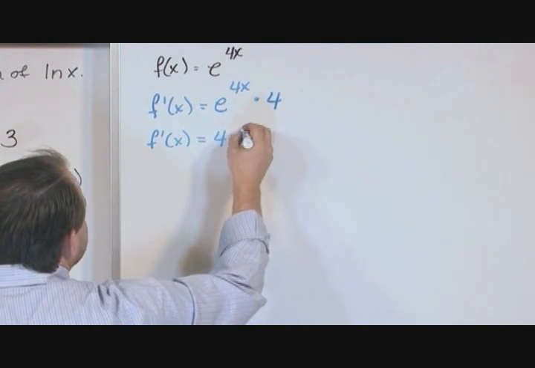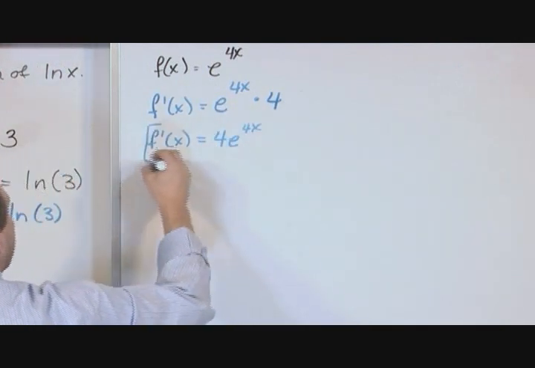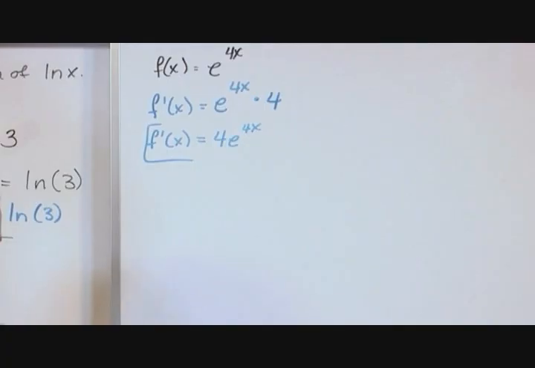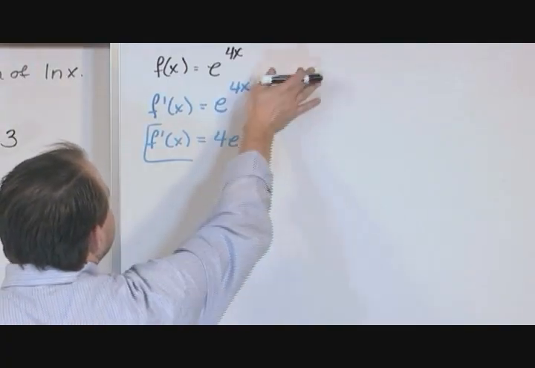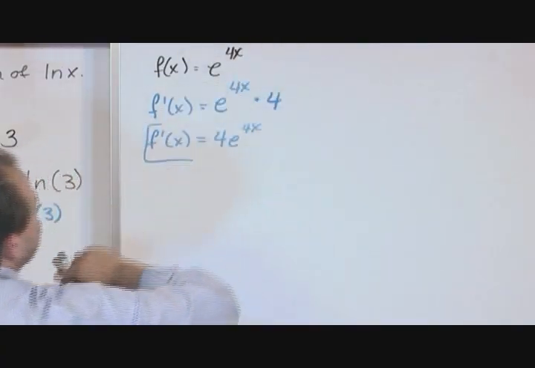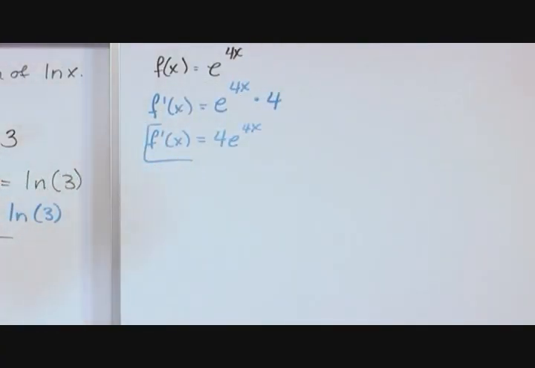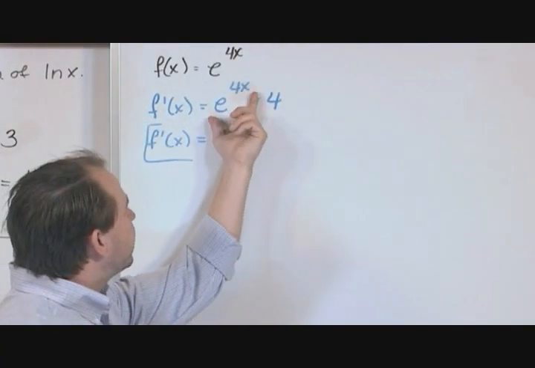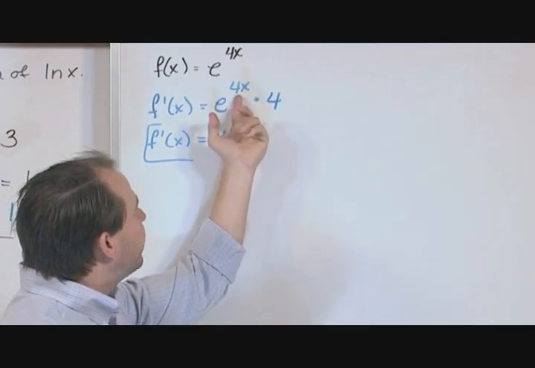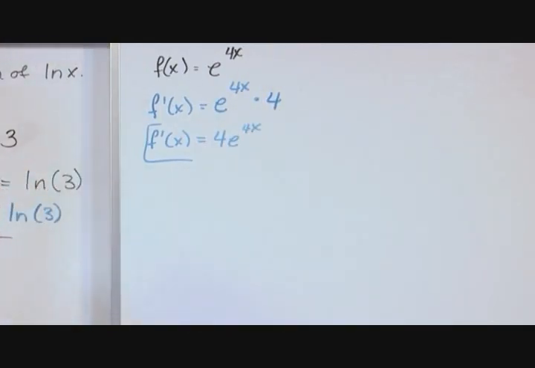It's 4e to the 4x, and this is the answer. A lot of students, when they learn that e to the x is the indestructible function, will leave it here and say the answer is e to the 4x. It's indestructible. Well, you have to use the chain rule. That's true because this is the outside function, but the inside function is 4x. You have to multiply by that.